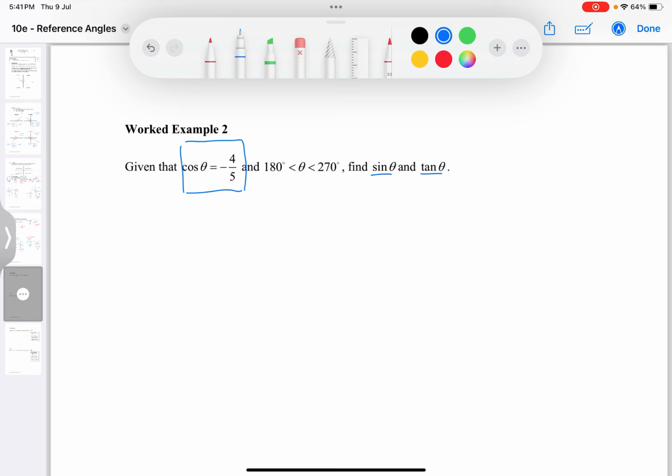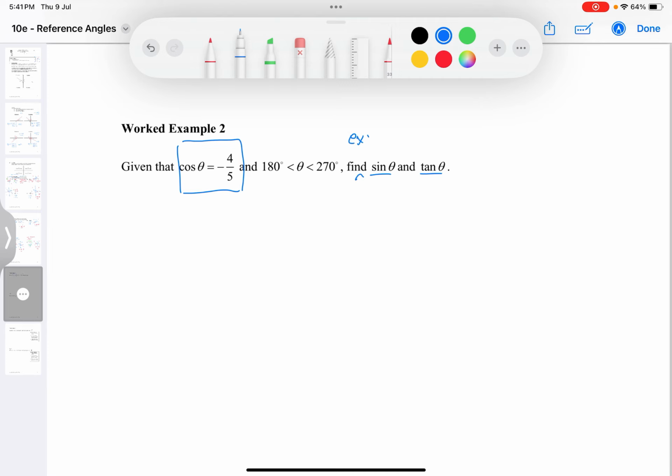In fact, we need to find the exact values without the use of a calculator. I can find the sine theta and tangent theta values without actually finding theta. So the entire question can be solved without finding the angle itself, right? So what are we given over here?